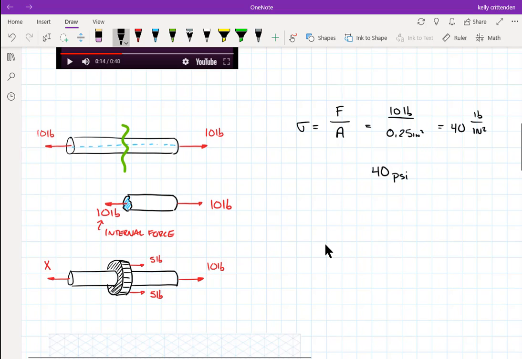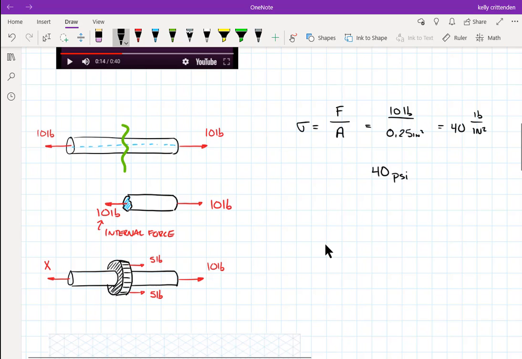And then you have to determine, is that a lot or not? And so that depends on the material. 40 psi for some materials is breaking. 40 psi for other materials is not even a thing. You know, it takes thousands or tens of thousands of psi to break the material. So you have to know something about the material to tell if it stretched or broke or anything like that.